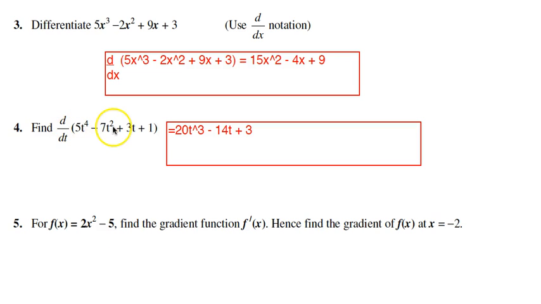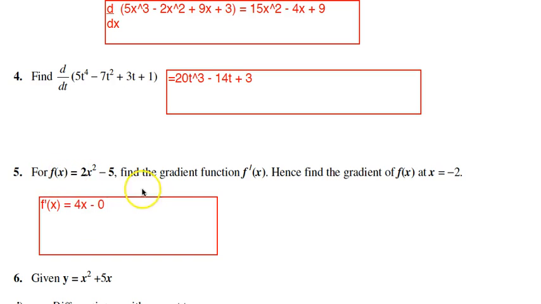It's 4t cubed, which is 20t cubed, minus 7 times 2t is 14t plus 3. And the last one, f(x) equals 2x squared minus 5. Find the gradient function f dashed x. And then hence find the gradient of the function at x equals 2.